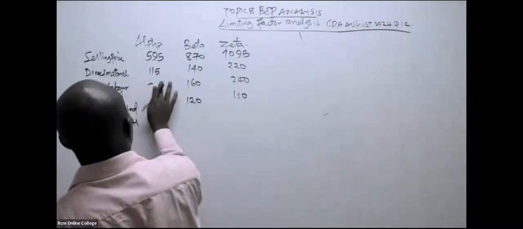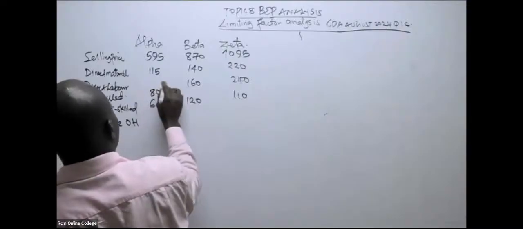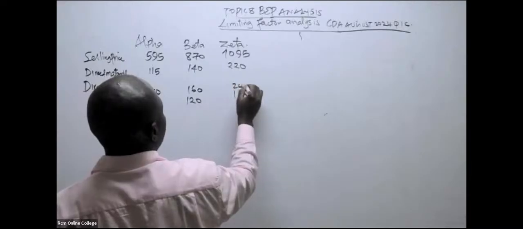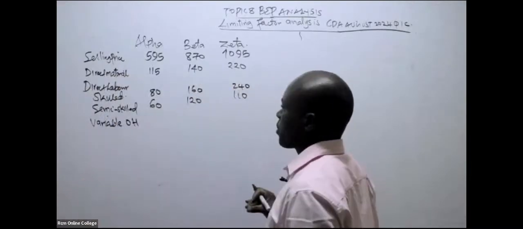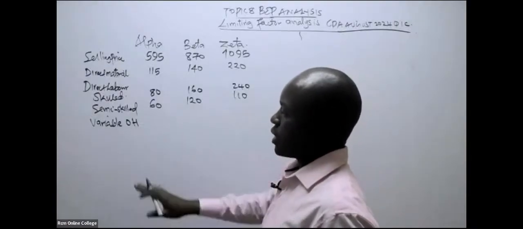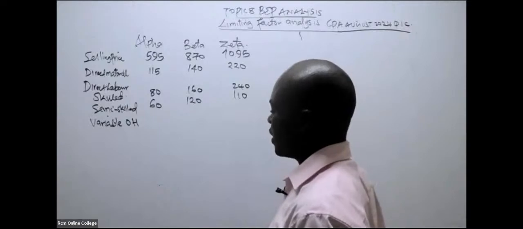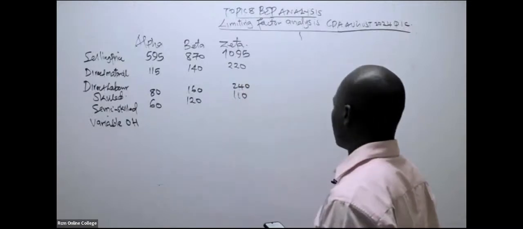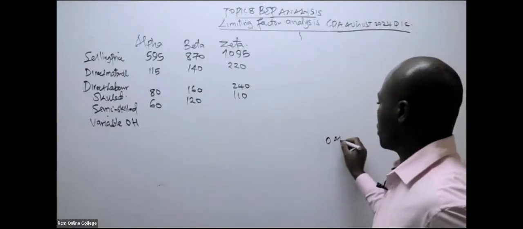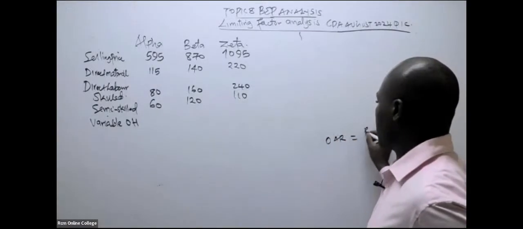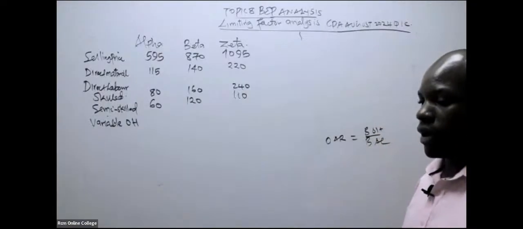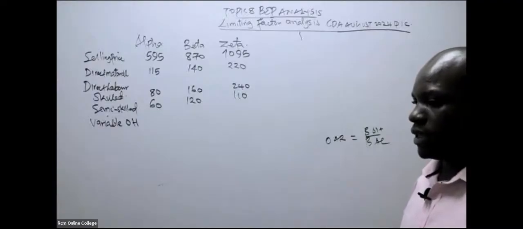It should be 80, 160, 240. Good. Now, we need to consider how these variable overheads will be absorbed. I don't know whether it is this class or a different class. If you are told we did something to do with absorption, we looked at overhead absorption rate is equal to budgeted overheads divided by budgeted activity level.